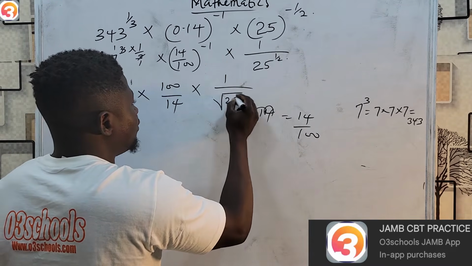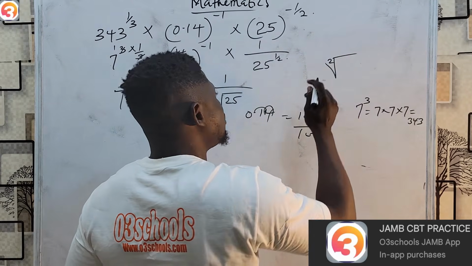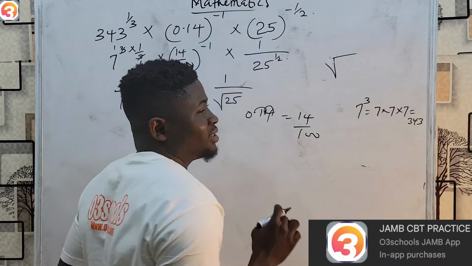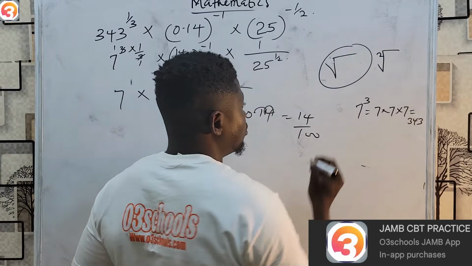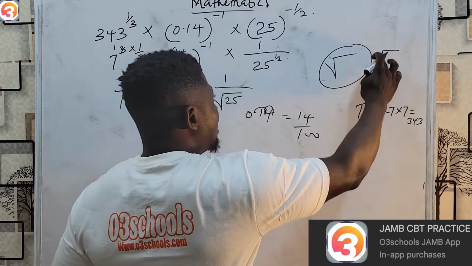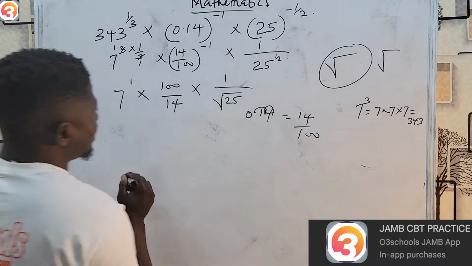Of 25. Mind you, whenever you are writing square root, if it is square root, if it is 2, you don't write it. This thing naturally means root of what? Of 2. So you don't write 2 there, right? So that's just a point to note. So let's get over that.